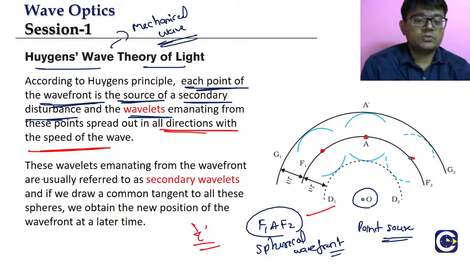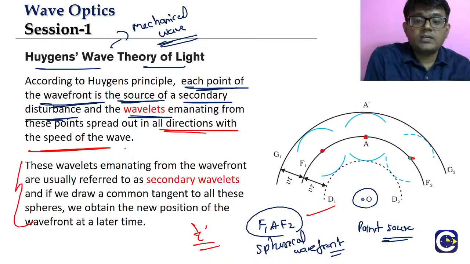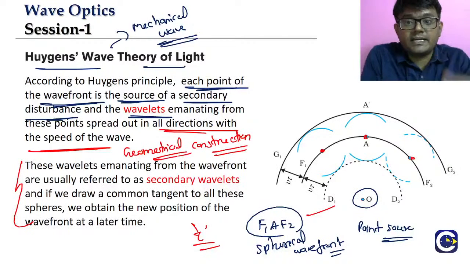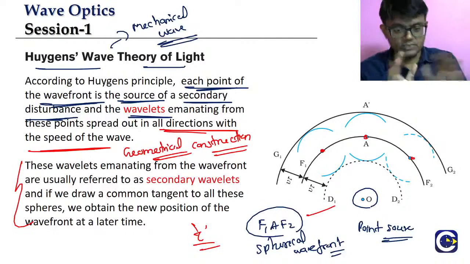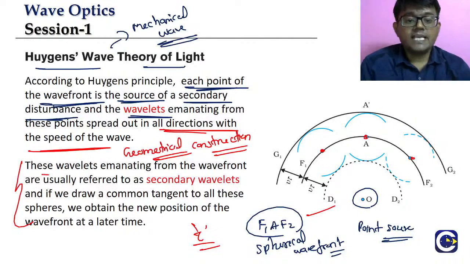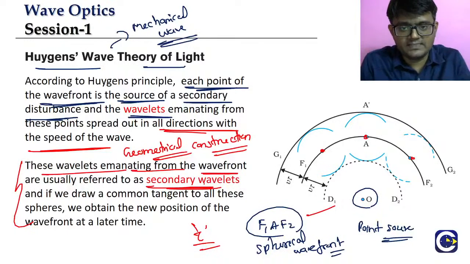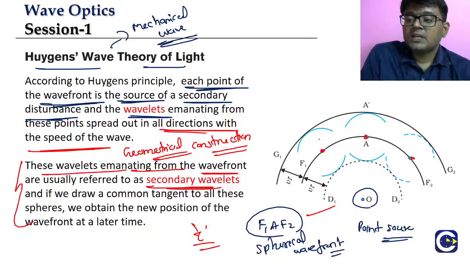Now this is his concept. This concept is mostly based on geometrical construction. So how do we create the position of the wavefront at a later time? By using the idea of geometrical construction. So we'll see how he has proposed it. These wavelets which are originating or emanating from the wavefront, we also generally refer to as secondary wavelets. These are like the secondary sources. You can see this is S1, S2, S3. All these are the secondary wavelets.